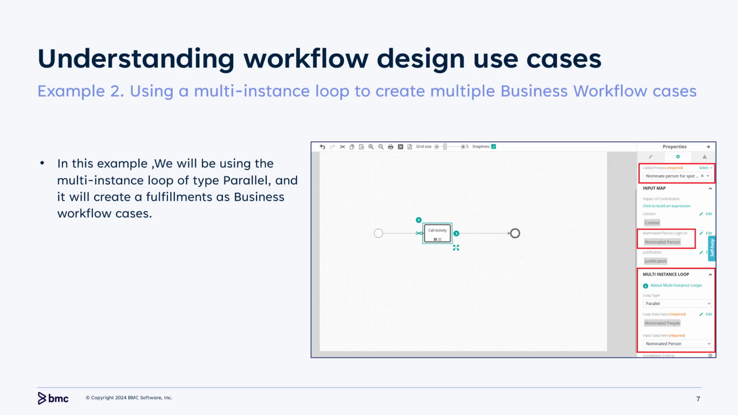Now we are back to our presentation, and example 2 is using a multi-instance loop to create multiple business workflow cases. In this example, we will be using the multi-instance loop of type parallel, and there will be a service that has a multi-select question type, and for those multi-select table questions we'll have the multi-instance loops added. The steps will also show some best practices when we show the developed workflows.